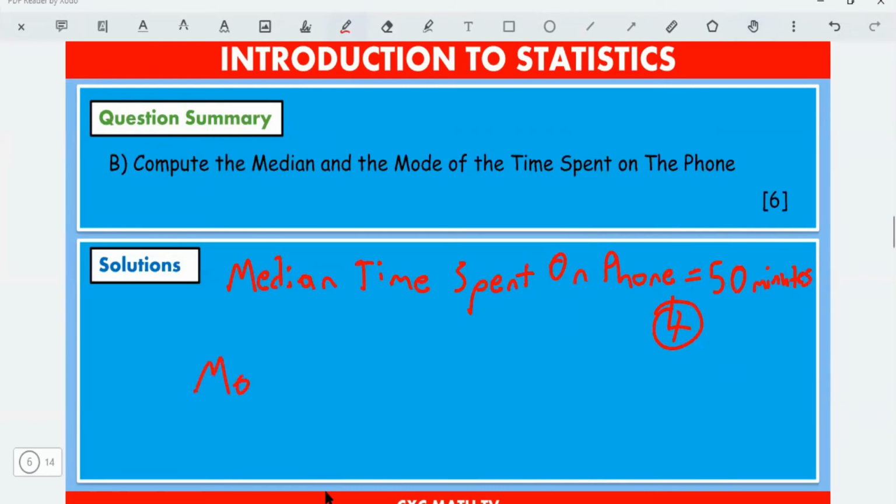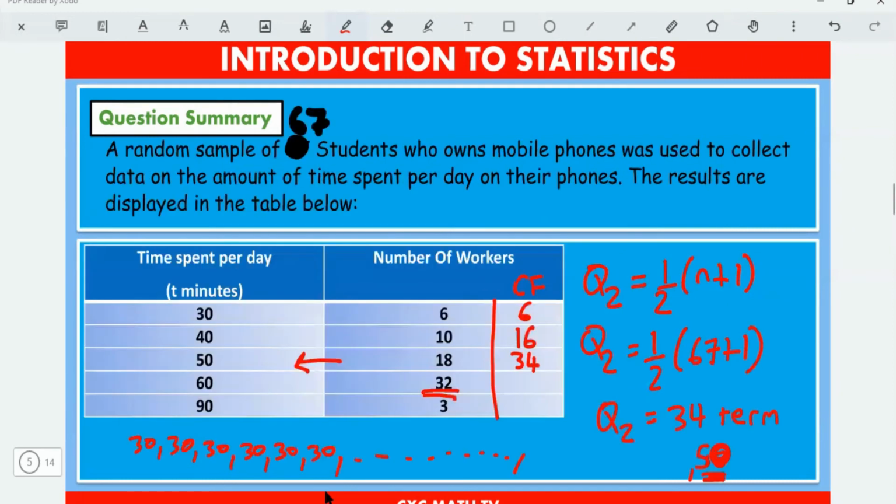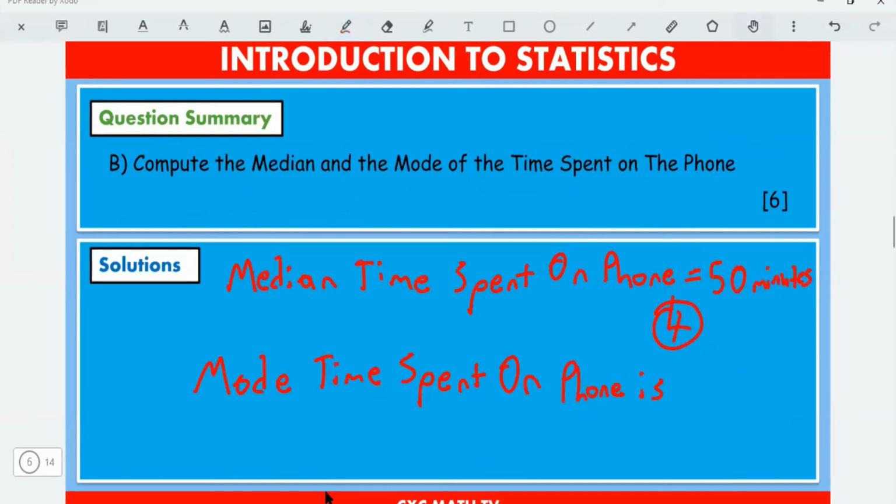So you just write that the mode, or the modal time spent on phone, is 60 minutes. So we just write 60 minutes. Lovely, and that's the mode. Beautiful. Nice, that's the mode. Okay.